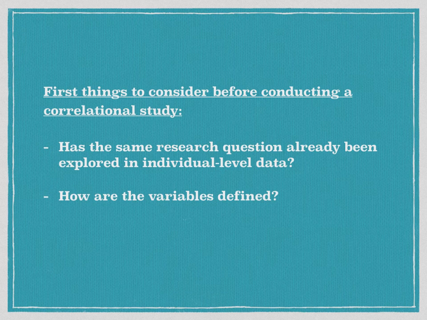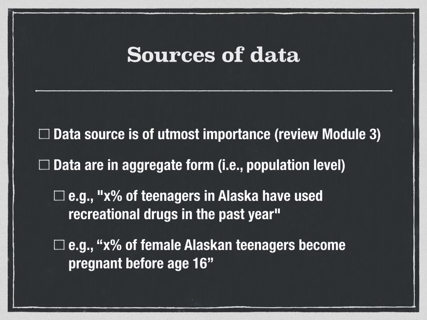Also, in this approach, it is especially important to define your variables well, because you will likely be working with huge amounts of archival data, and it's easy to get lost among the numbers. The correlational study approach is only successful if you can identify a good data source that has the variables of interest. Refer to Module 3 for good places to start.